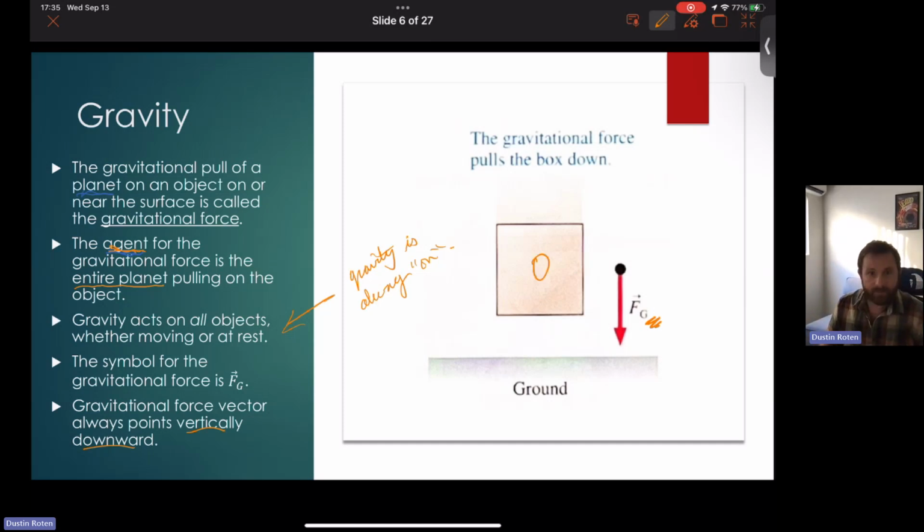So again, here's our object, here's our agent, which is the whole Earth. Okay. Now, clearly we're neglecting air resistance on this box because we don't have an arrow pointing up to show the force due to air resistance. So we'll talk about that later. Right now, just know that we're representing the box as a particle. And then gravity is just the force pulling it down.